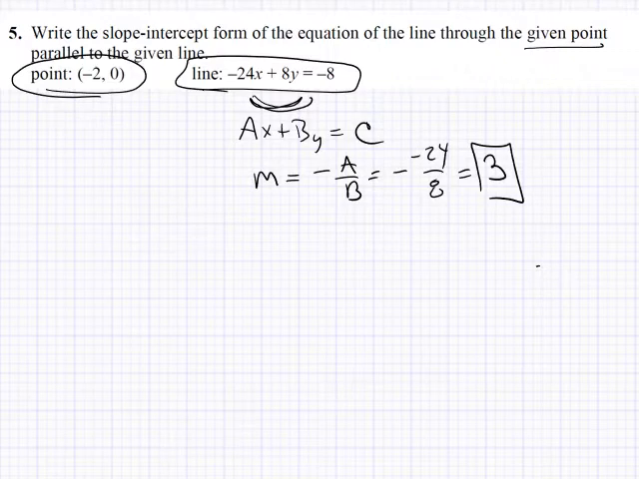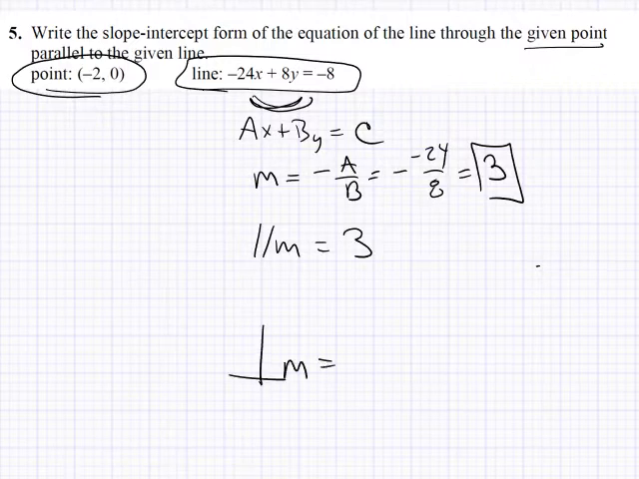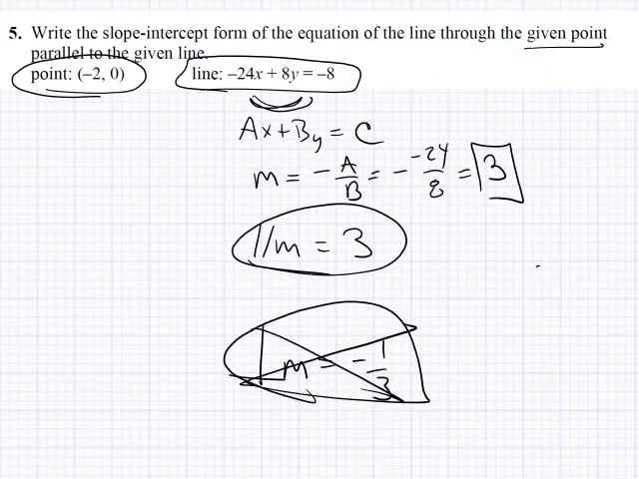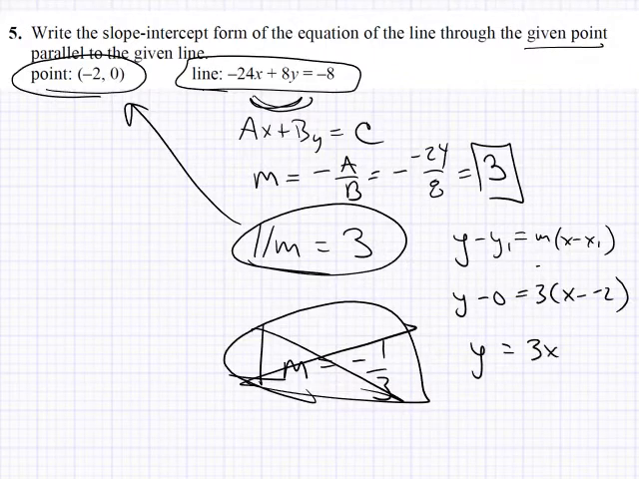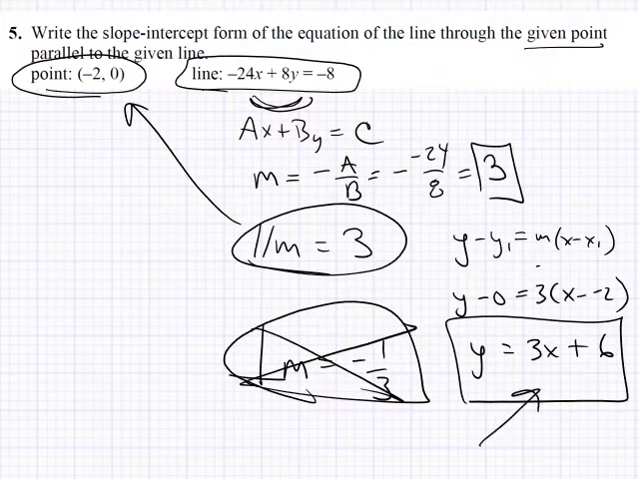So there's your slope. Now the parallel slope should be exactly the same as that. If it said perpendicular slope, then it would be negative reciprocal, but that's not what we wanted here. We wanted parallel, so it's the same. And we have this point here, so now we can use the point slope formula, y minus y1 equals m times x minus x1. And we would get y minus 0 equals 3 times x minus -2. So y equals 3x plus 6 would be the slope-intercept form of the line we were looking for.